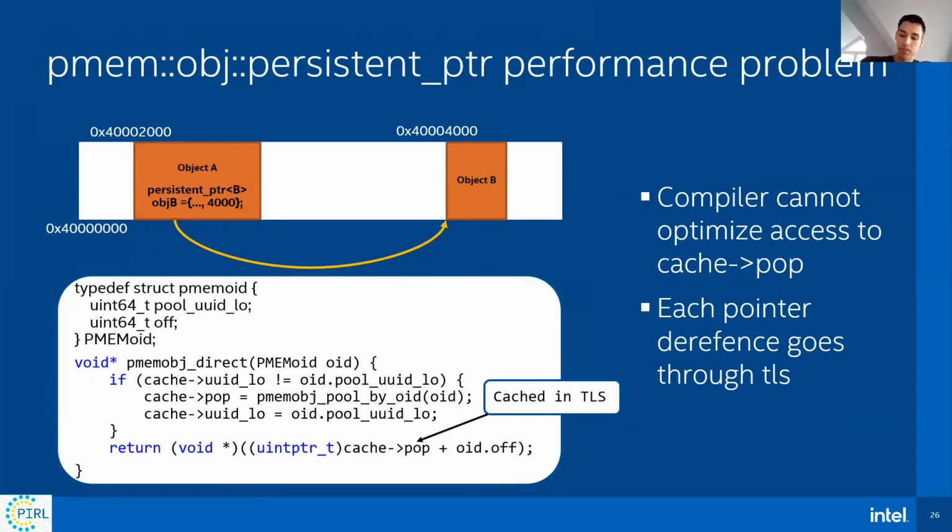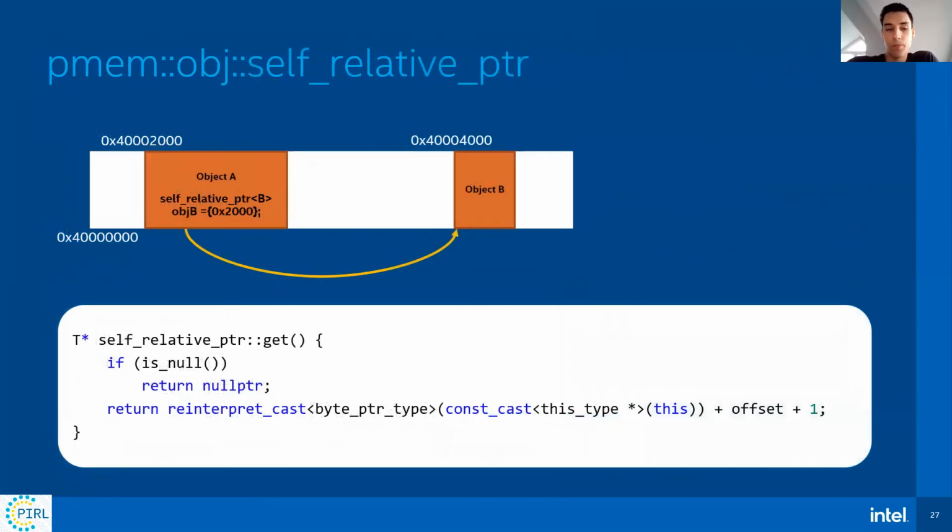To fix this problem, we introduced a new type of pointer, which is called self-relative pointer. So the main idea here is not to store the absolute offset of the data, but rather only the distance between the pointer itself and the data. On this image, you can see a pointer inside object A, which points to object B. The value stored inside the pointer is 2000 because that's the relative distance between the objects. To get a regular runtime pointer, you have to sum up the value of the pointer with the address of the pointer itself. And you can see that in the code snippet below for the get method.